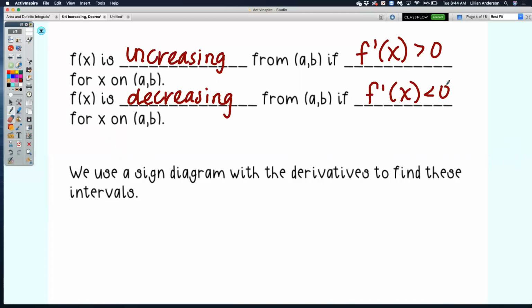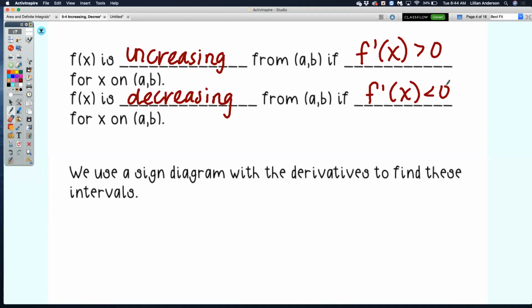For all my x's on A to B. Because what is the first derivative? What's the first derivative associated with? Tangent lines. What specifically about our tangent lines? The gradient. So we're talking about the slope.